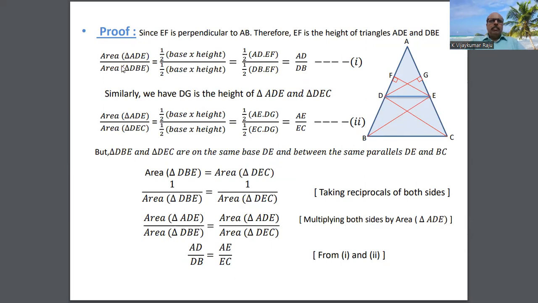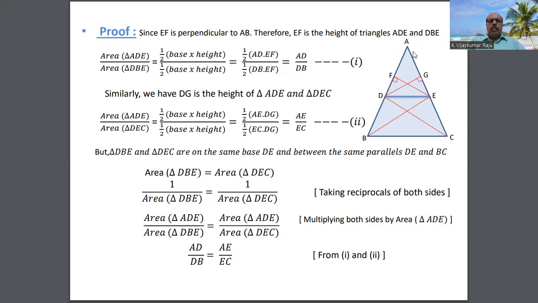So if you try to take the ratio of the two areas, that is area of triangle ADE upon area of triangle DBE. Formula is half into base into height. So for this, it is half into base AD, height is EF. So half into AD into EF upon, when you take the bottom triangle, base is DB and height is EF. So half into DB into EF. So half cancels, EF cancels, so it's only equal to AD upon DB.